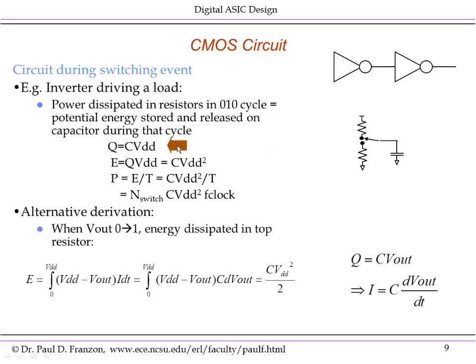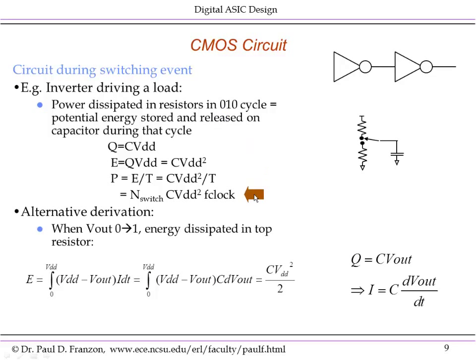How do we calculate this? Well, Q equals CV. Energy is Q times VDD. Move charge across the potential. That's how you store energy. So that means it's C VDD squared. Power is energy over time. T here is how long it takes for a 0-1-0 cycle to complete, which is longer than the clock period.